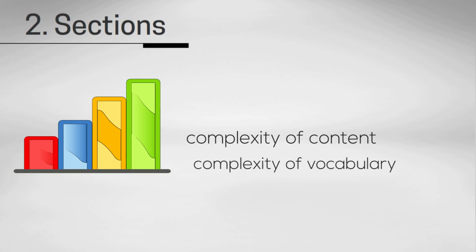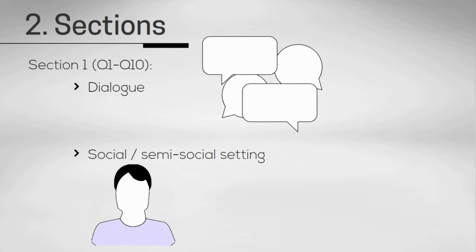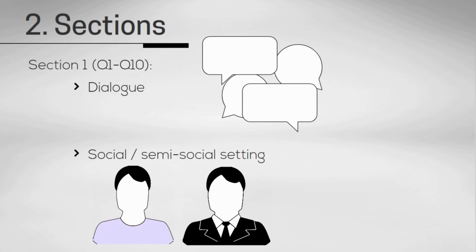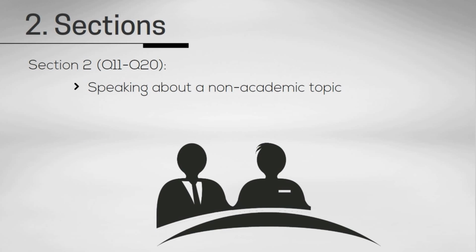Let's now look in detail at the 4 sections in the test. One important thing to remember is that each section gets progressively more difficult in terms of the complexity of the content and vocabulary used. The first section is structured like an informal conversation. For example, it could be about a student going to study overseas and talking to an estate agent about renting accommodation there. The second section is one person talking in a non-academic context. For example, this could be a short talk about the catering arrangements during a conference.